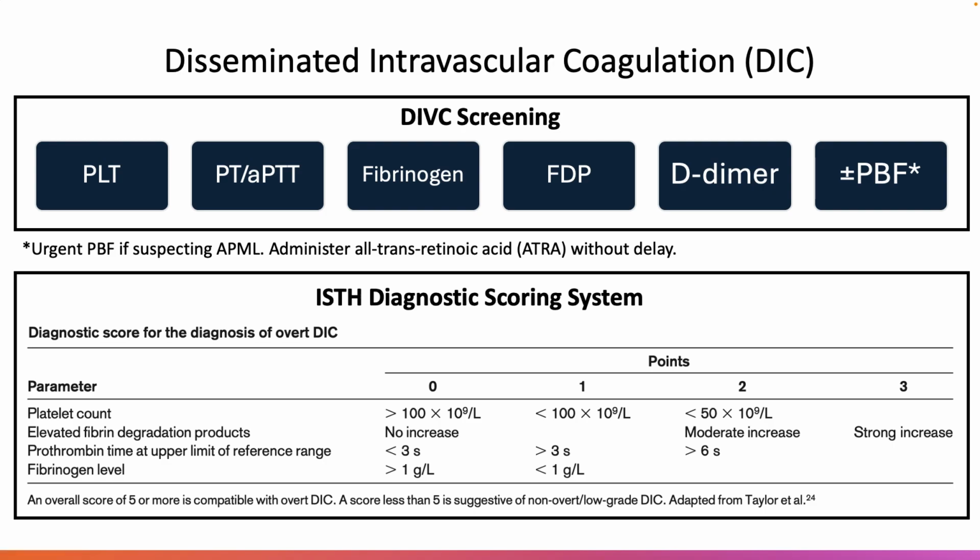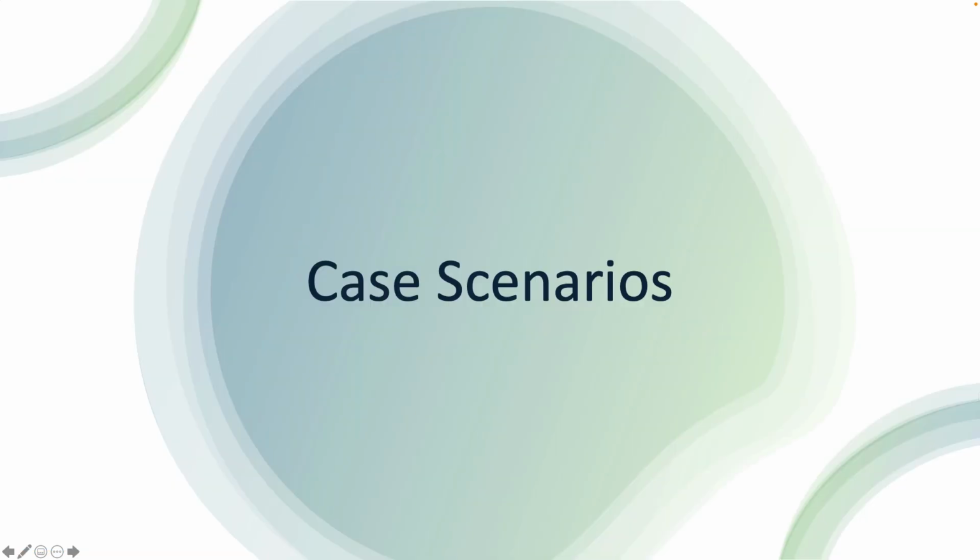Okay, DIVC, I think everyone knows about that. How do we screen for it? We look at platelet, APTT, PT, fibrinogen, fibrin degradation product, D-dimer, as well as the PBS to look for schistocytes. And if you suspect there is evidence of blasts, we have to suspect APML and we need to give ATRA without delay. The diagnostic scoring system is based on ISTH, using platelet count, FDP, PT level as well as the fibrinogen level. Now we will proceed with six case scenarios and I will end this short sharing session.